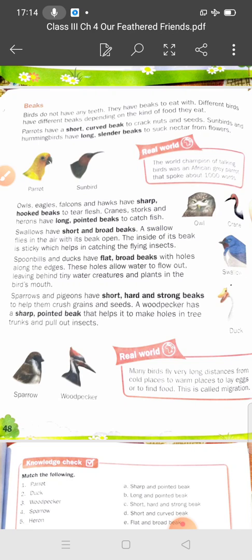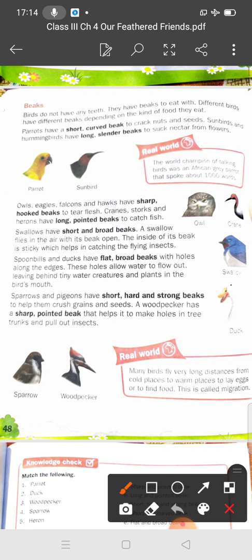Students, if we talk about the beaks of the owl, they have sharp hooked beaks. You can see the diagram also. You can take the example of the owl. They have a sharp hooked beak. So what is the function of this beak? Yes students, to tear the flesh.